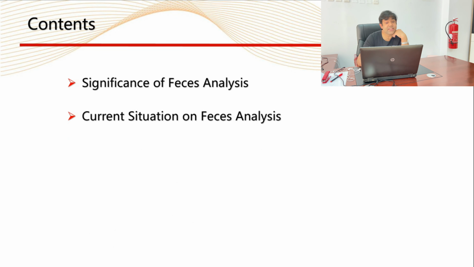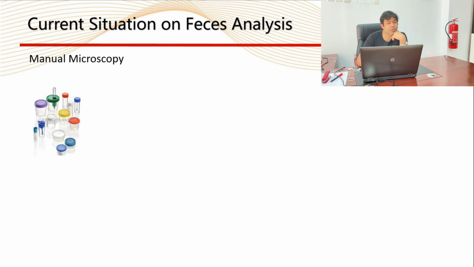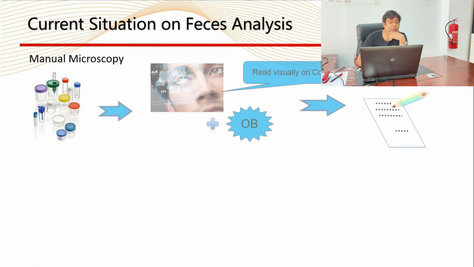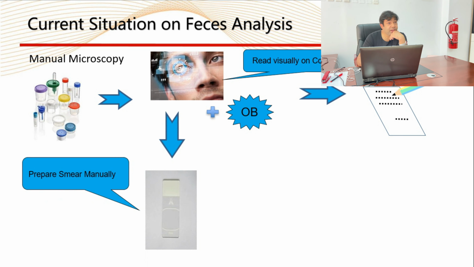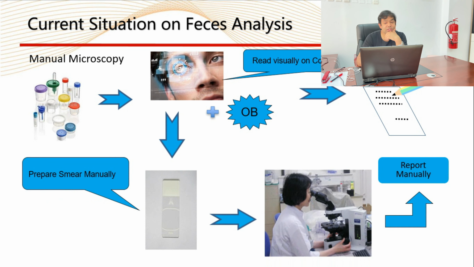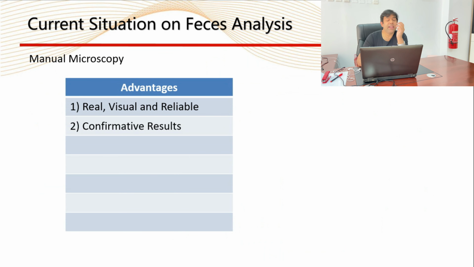So next, current situation on feces analysis. If you look at manual microscopy, you have to visualize by yourself and read visually the colors and consistency. Then you report to the patient. Otherwise, you prepare the smear manually, then check in the microscope and report to the patient manually. In manual microscopy there are some advantages and some disadvantages. Advantages are that it is real, visual and reliable, because you are visualizing the sample by yourself, and confirmative results.